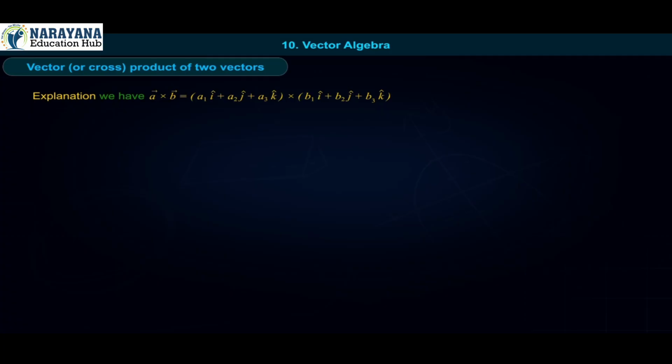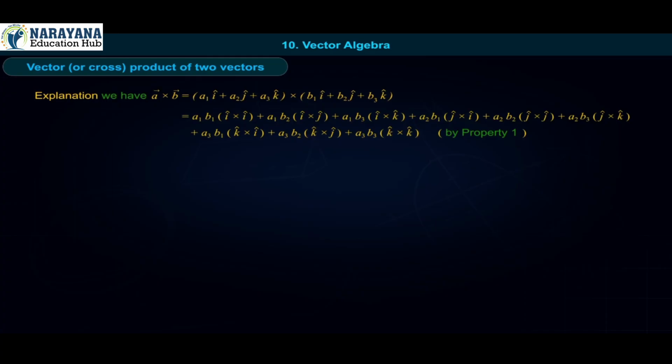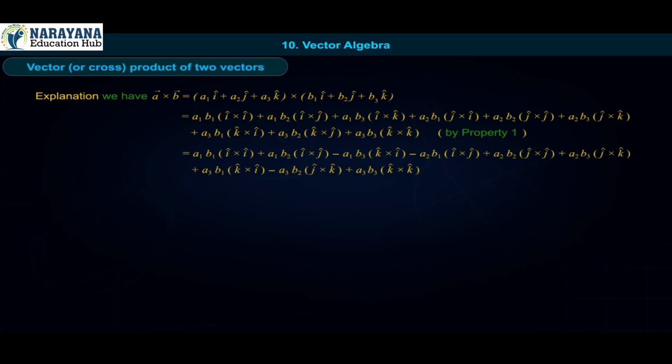Explanation: we have vector A × vector B is equal to (A1 i cap plus A2 j cap plus A3 k cap) × (B1 i cap plus B2 j cap plus B3 k cap), which is equal to A1B1 i cap × i cap plus A1B2 i cap × j cap plus A1B3 i cap × k cap plus A2B1 j cap × i cap plus A2B2 j cap × j cap plus A2B3 j cap × k cap plus A3B1 k cap × i cap plus A3B2 k cap × j cap plus A3B3 k cap × k cap.